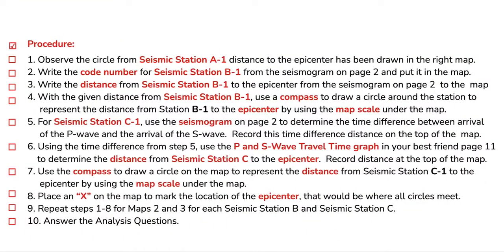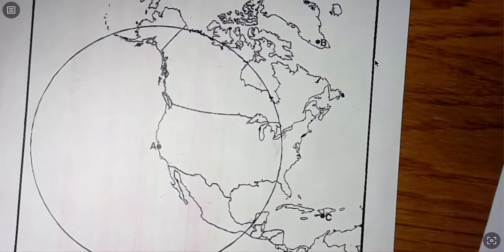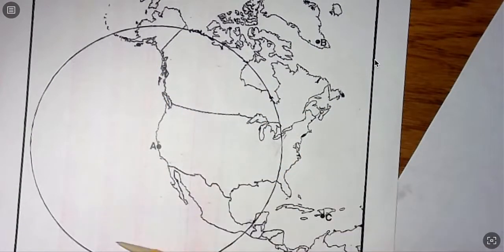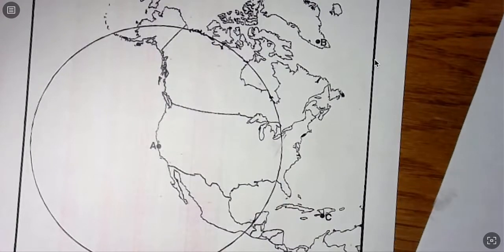So let's actually look at the procedure and let's focus on step number one. Step number one actually says to observe the circle for seismic station A1 distance to the epicenter that has been drawn to you. So when you look at the map, that's exactly what we just did. We just focused and we saw that there's this circle there.